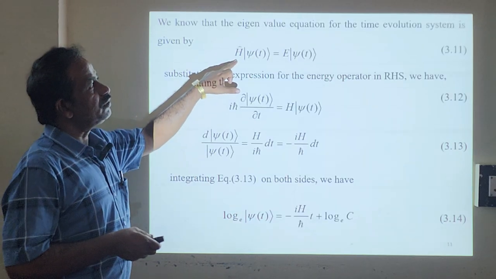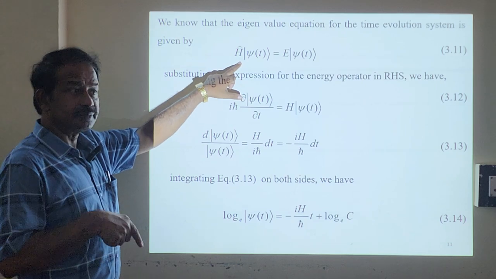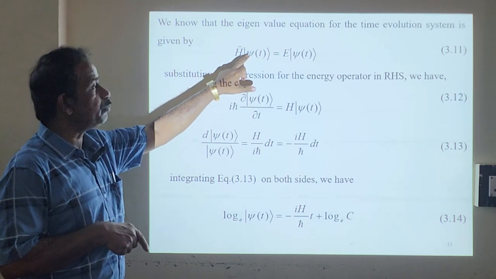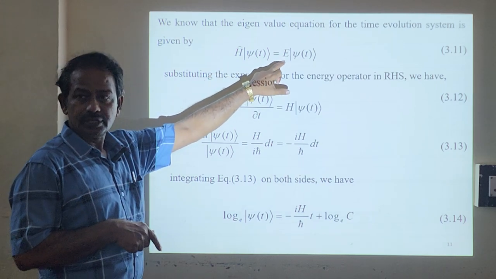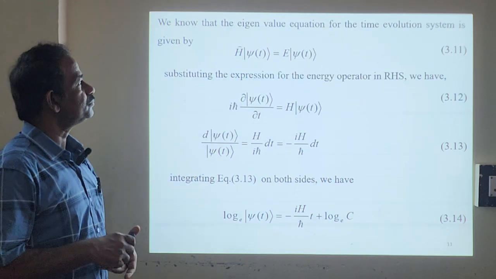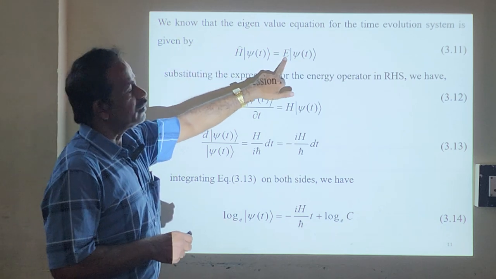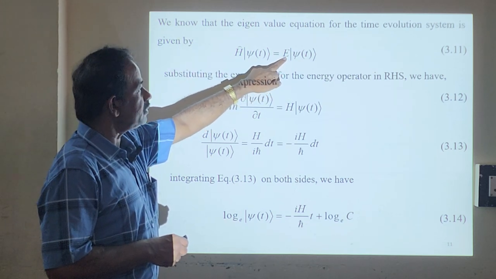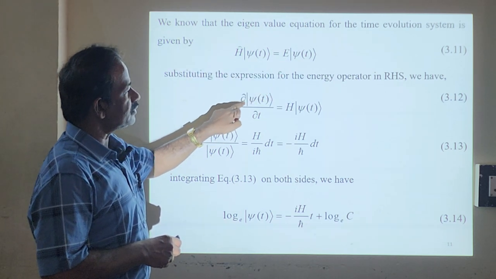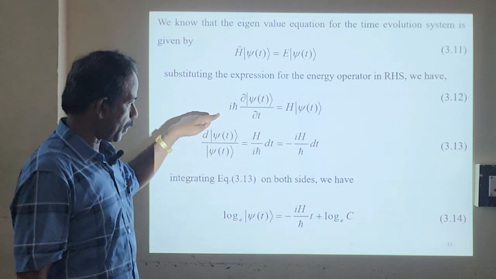So we know that the eigenvalue equation for the time evolution system is given by this in terms of ket notation. H operates on psi, that will give you E with the wave function, same wave function, eigenvalue. So substituting in this expression, on the right hand side, E can be represented in terms of an operator. So E can be written as i h cross d psi by dt, H psi of t. Okay, I have interchanged, I have written.